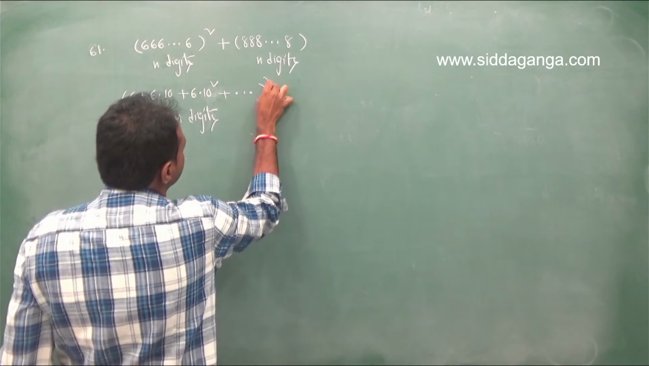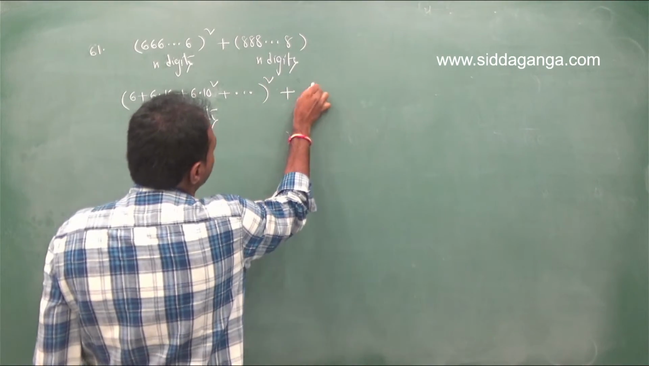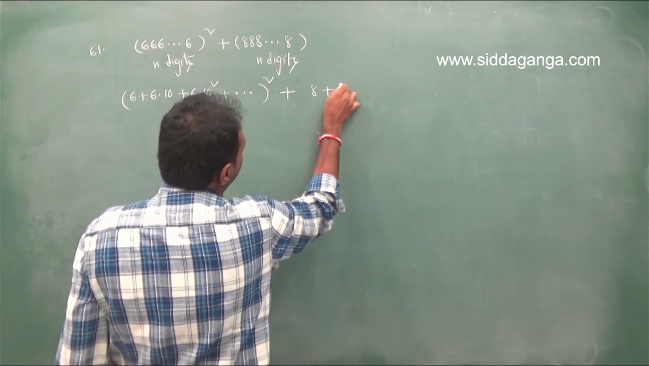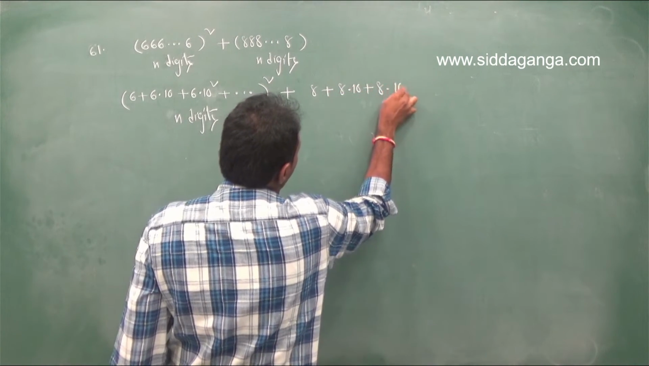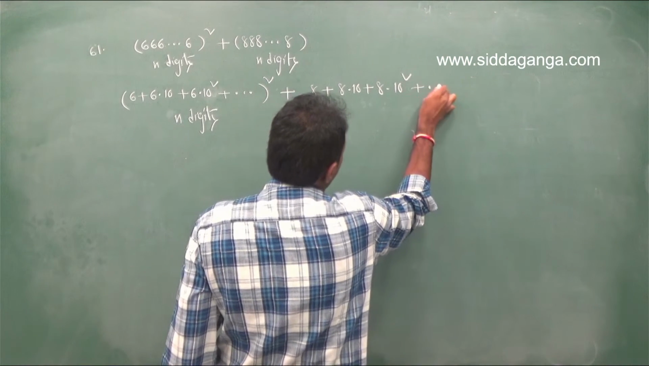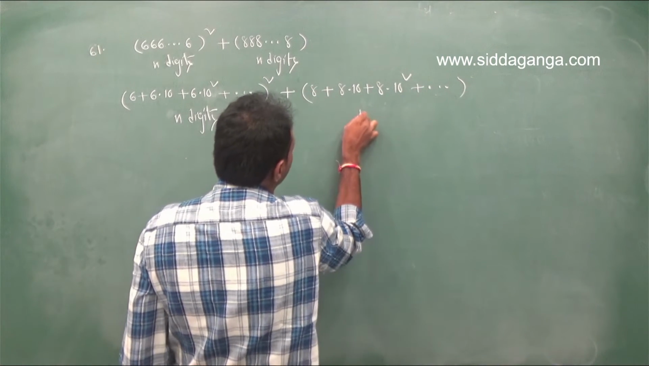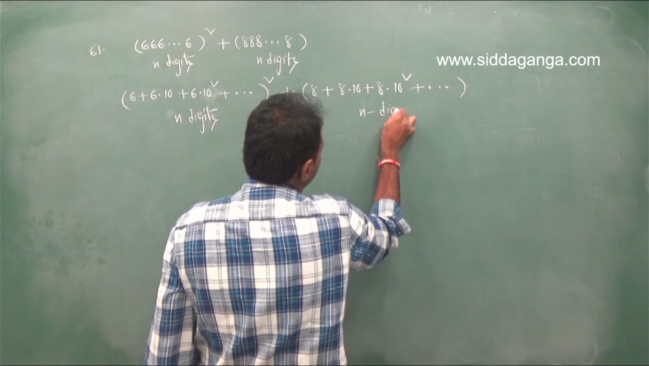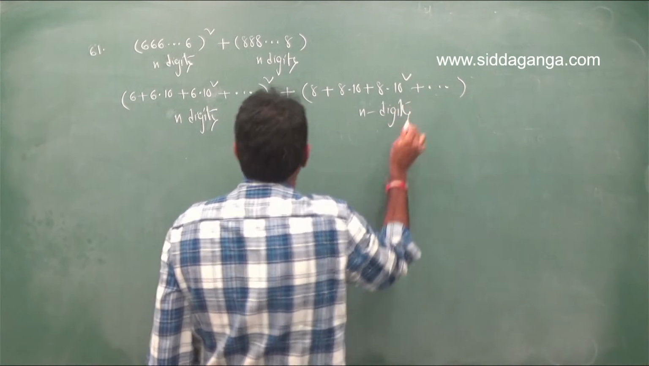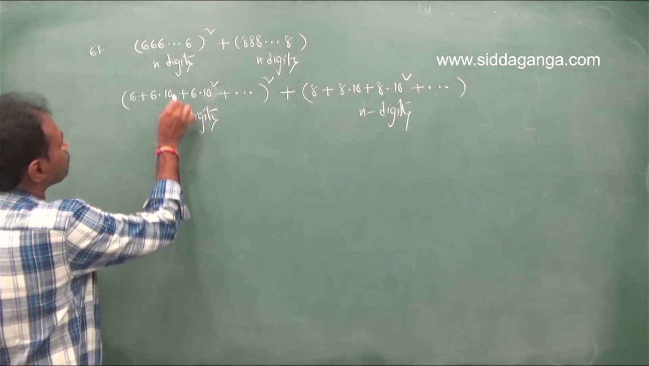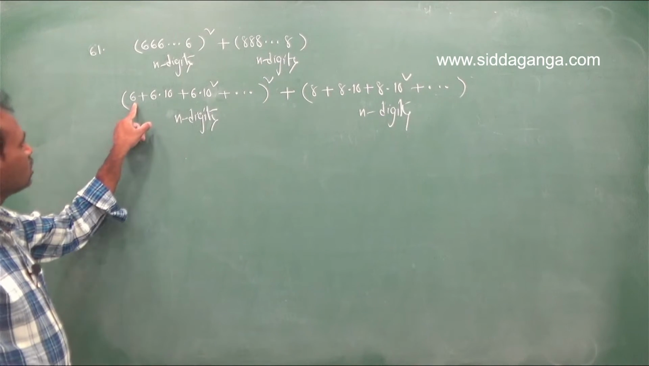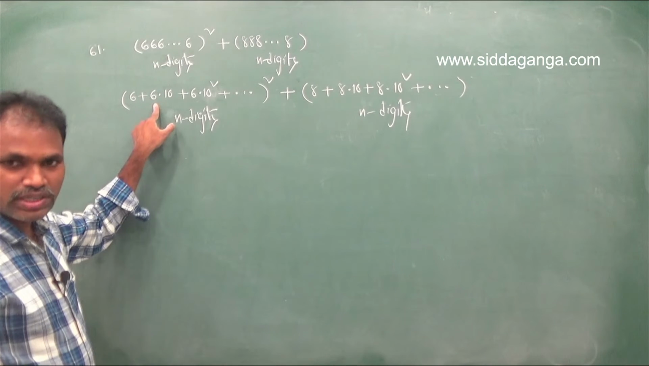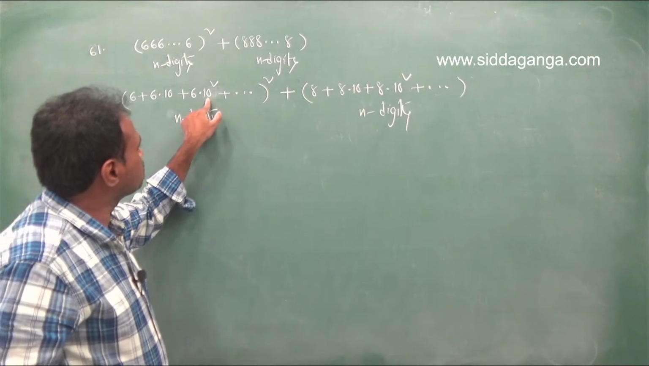Next, plus whole square is there. Next here also, same: 8 into 1 plus 8 into 10 plus 8 into 10 square, plus up to so on. Here also n digits are there. Therefore here 6 plus 6 into 10 plus 6 into 10 square plus up to so on.